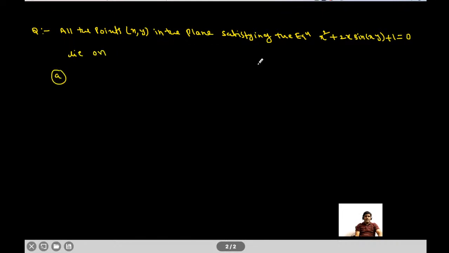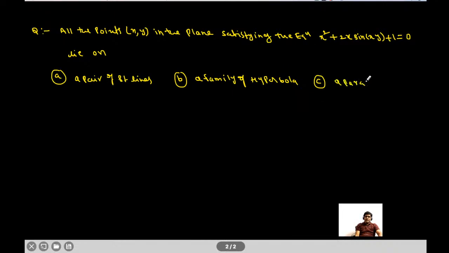Question is: all the points x comma y in the plane satisfying the equation x square plus 2x sin xy plus 1 is equal to 0 lie on. First option, a pair of straight lines. Option B, a family of hyperbola. Option C, a parabola. Option D, an ellipse.